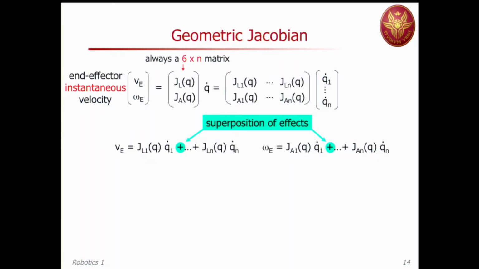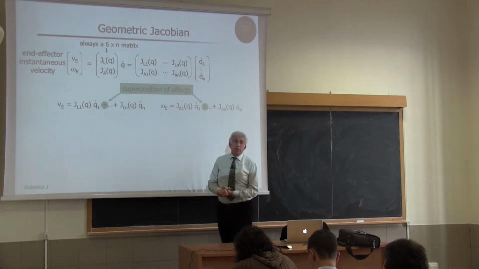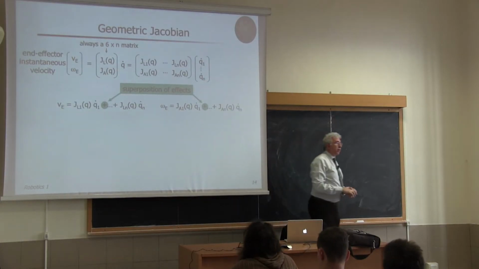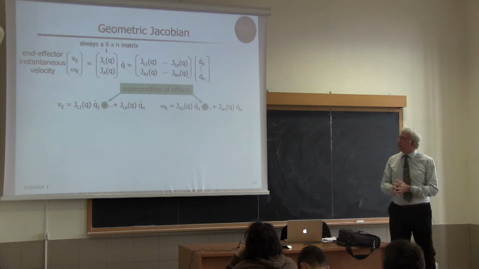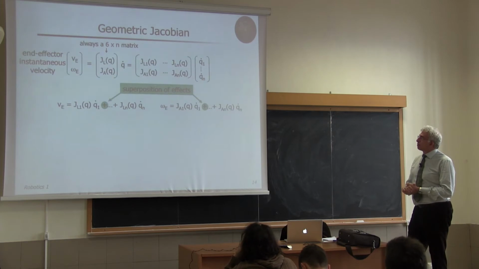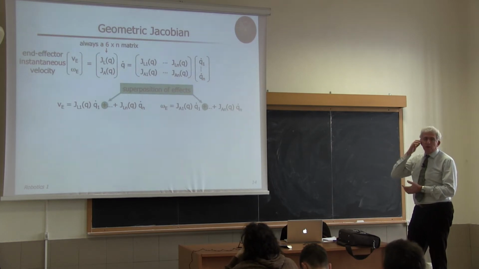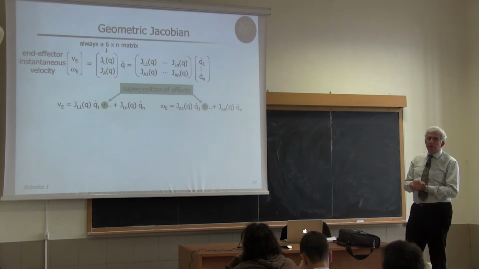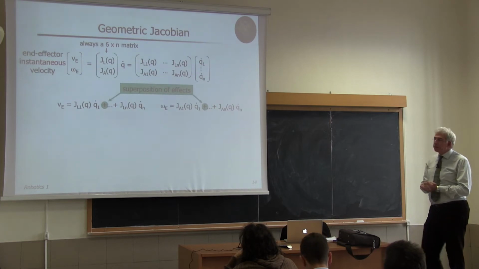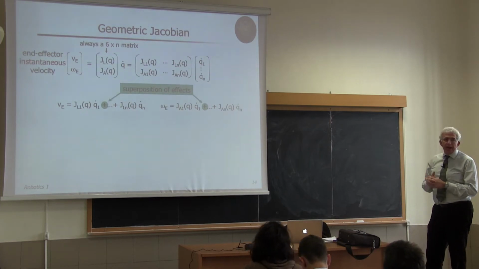Now let's move to the other way of generating a Jacobian, the geometric Jacobian. This is always a 6×n matrix. It relates the joint velocities q1 dot to qn dot to the three components of the linear velocity of the end effector and of the angular velocity of the frame attached to the end effector. So here you see that we can always partition this 6×n matrix in two blocks by rows: the top three rows, which relate to the linear part, and the bottom three, which relate to the angular part.